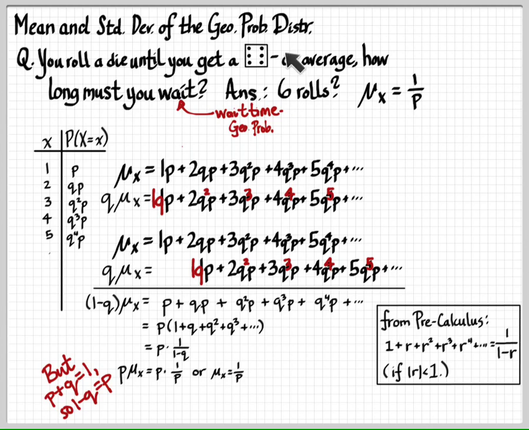You also need to know the standard deviation formula. I'm not going to go through the proof of that, but you should memorize it. The standard deviation of the geometric probability distribution is the square root of q over p, where again q is 1 minus p.